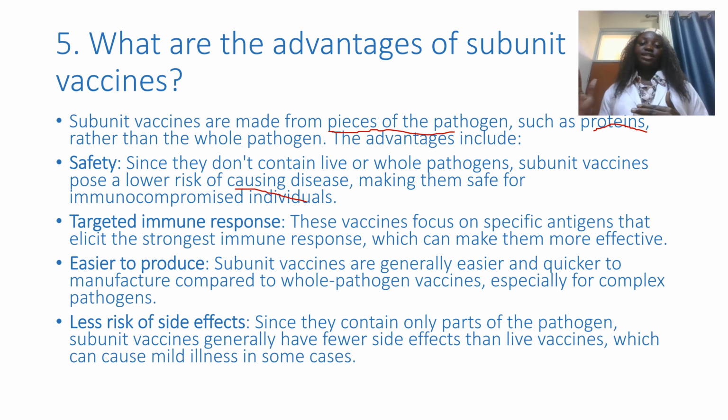They are easier to produce. Subunit vaccines are generally easier and quicker to manufacture compared to whole pathogen vaccines, especially for complex pathogens, since we know that it's only a piece of the pathogen that is taken, not the whole pathogen. Then less risk of side effects. Since they contain only parts of the pathogen, subunit vaccines generally have fewer side effects than live vaccines, which can cause mild illness in some cases.